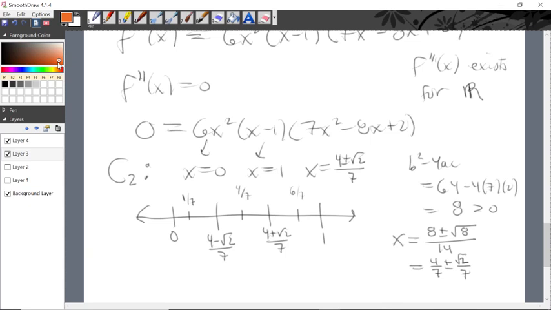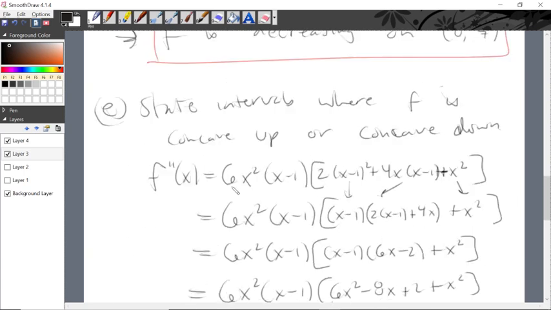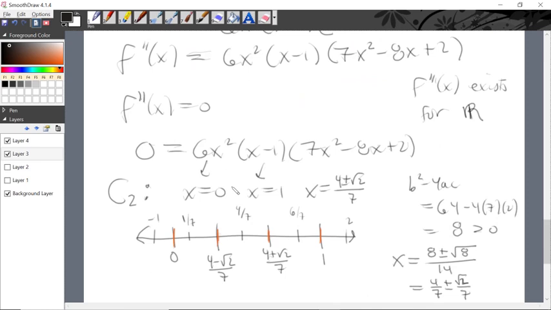Okay, so I'm going to mark the locations of our C2 values here in red. And then we can choose test values. Less than 0, I'm going to choose -1. More than 1, I'll go ahead and choose 2. So we have 1, 2, 3, 4, 5 test values to choose. Where are we testing them? We're looking for intervals of concavity. To check concavity, we would go to the second derivative. Here's our second derivative right here.